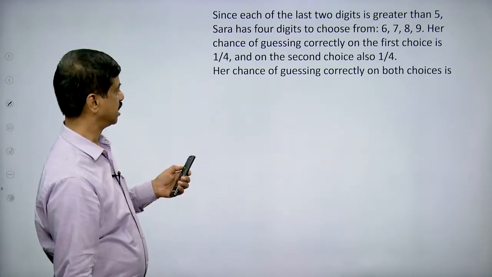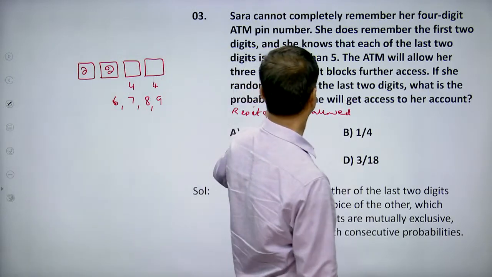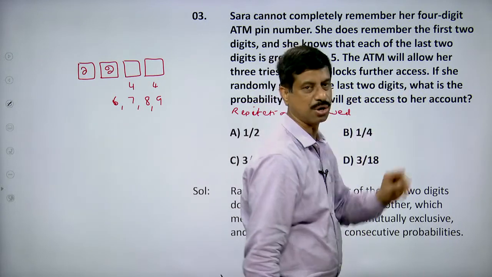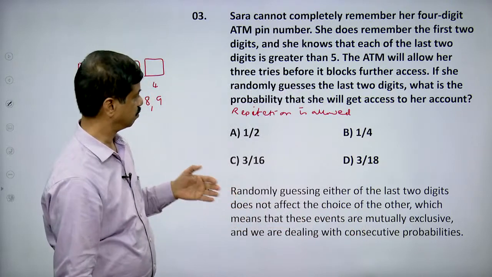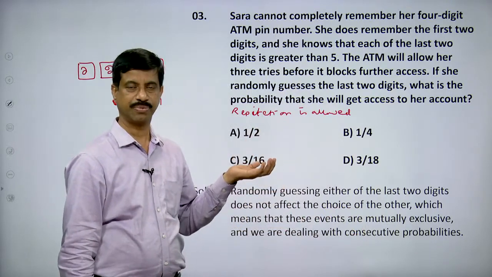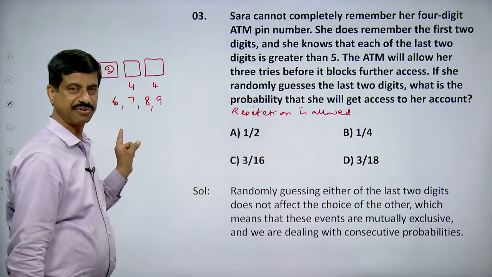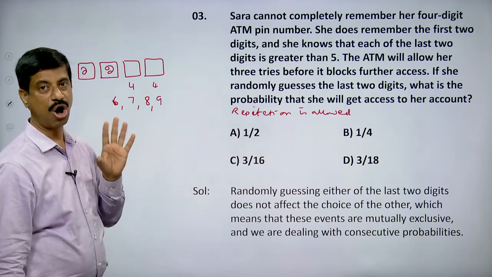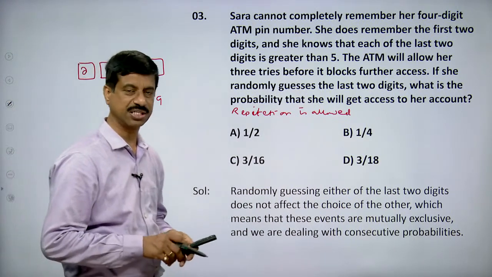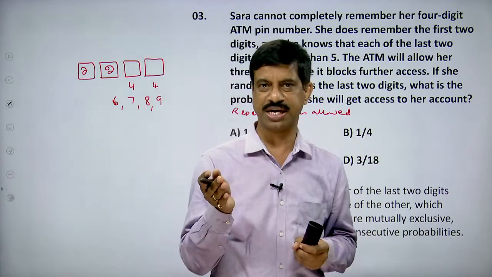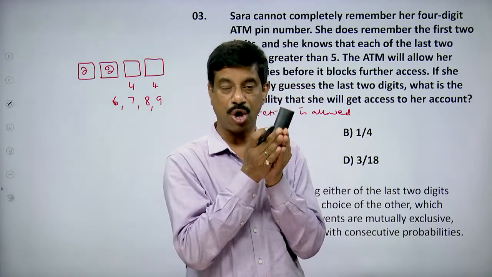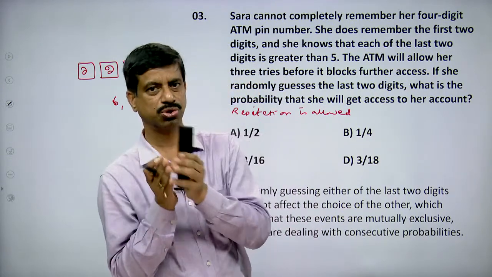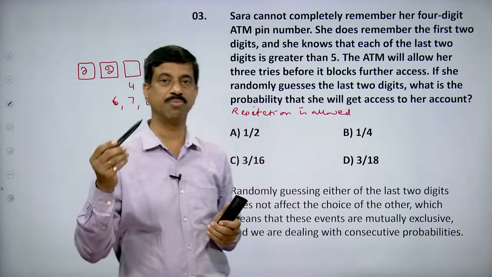So what is it that he said in this case? If she randomly guesses the last 2 digits, what is the probability that she will get access to her account? So 3 tries we are taking as success only. Okay. Either she is successful the first time, or she is successful in the second trial, or she is successful in the third trial. Or means what? See, if she is successful in the first trial, she won't go to the second trial, isn't it? So first trial she is successful, or if she has failed, it goes to or, then again third goes to or. So this is a question which has become more involved.